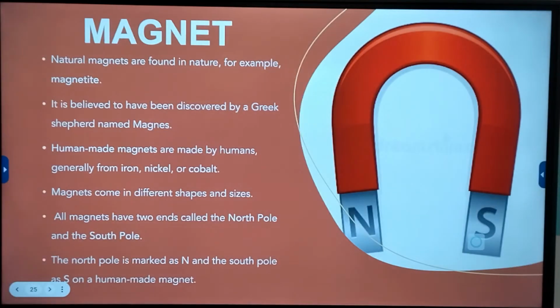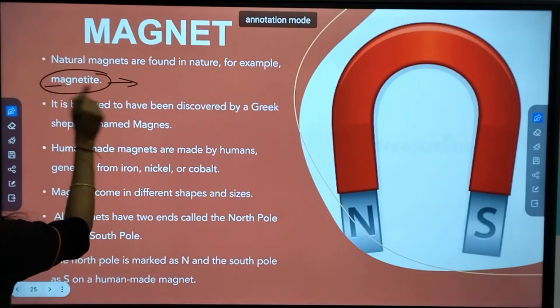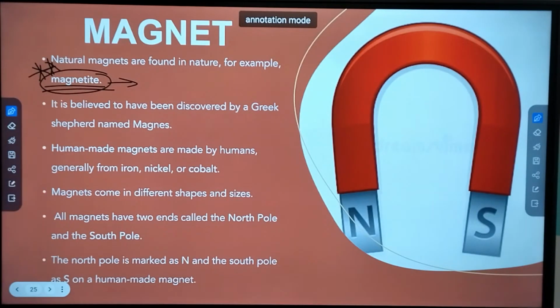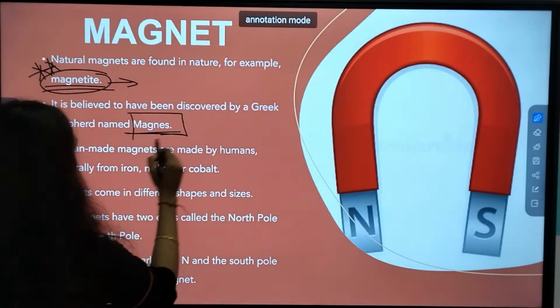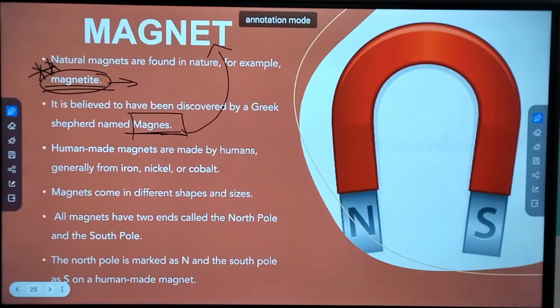Now next. Natural magnets are found in nature, for example, magnetite. So what is the other name of natural magnet? It is magnetite. Okay, this is very important for your exam. It is believed to have been discovered by a Greek shepherd named Magnus. That's why the name is magnet, because Magnus was the one who found the magnet. Okay. Human-made magnets are made up of iron, nickel or cobalt.